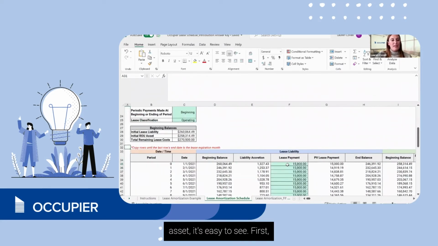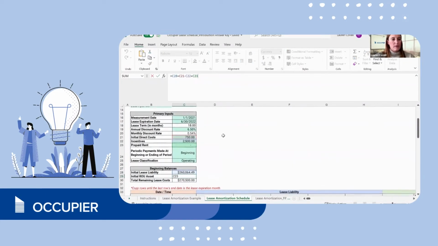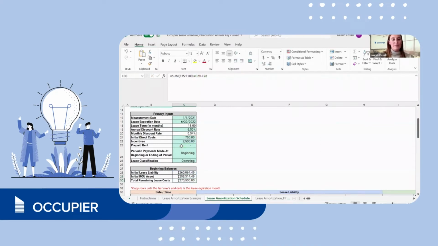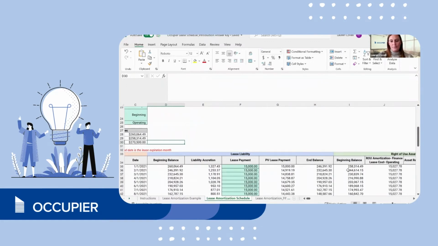Further, right of use asset, I think it's easy to see first how it's calculated again, taking your lease liability, adding in initial direct costs, subtract out any incentives, and add any prepaid rent. That's how we get to the $258 beginning balance.